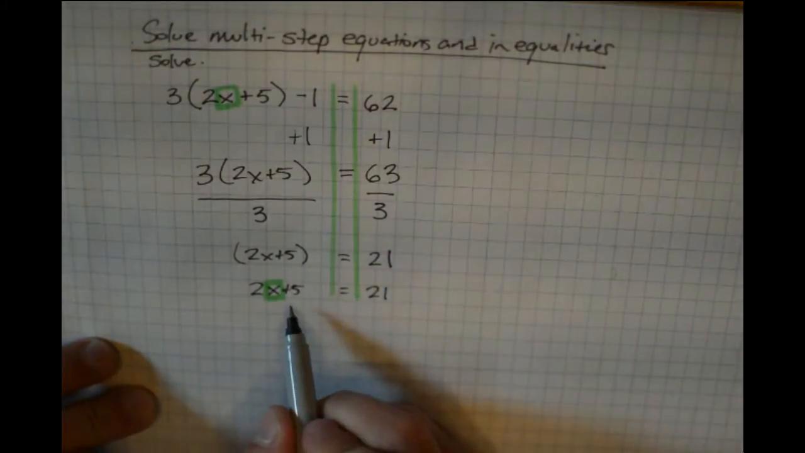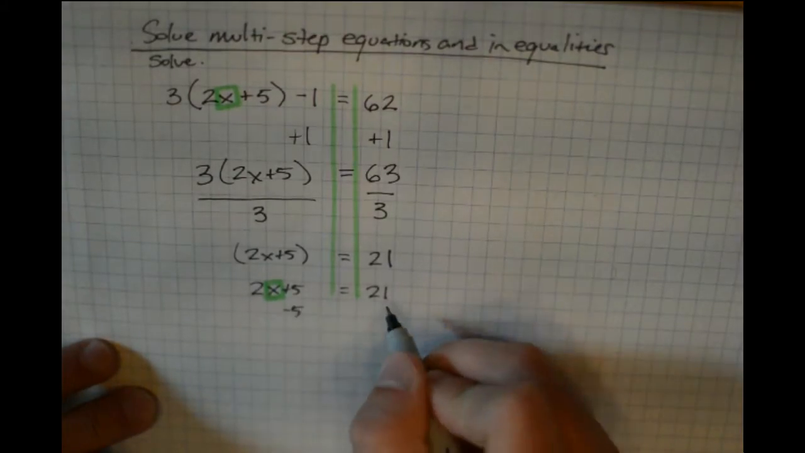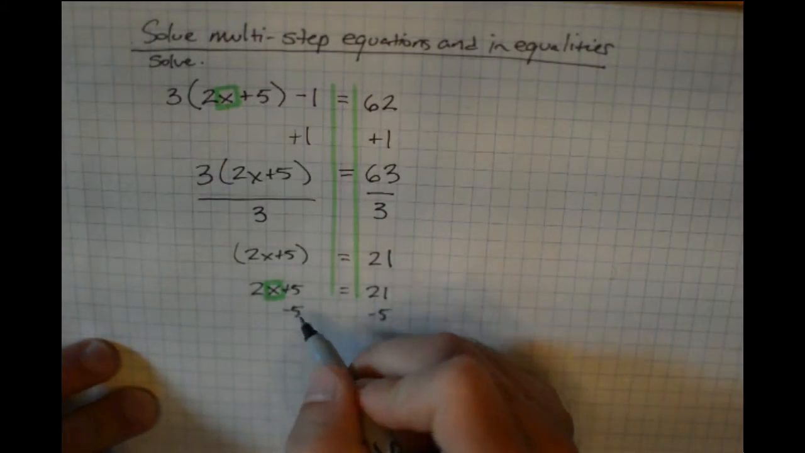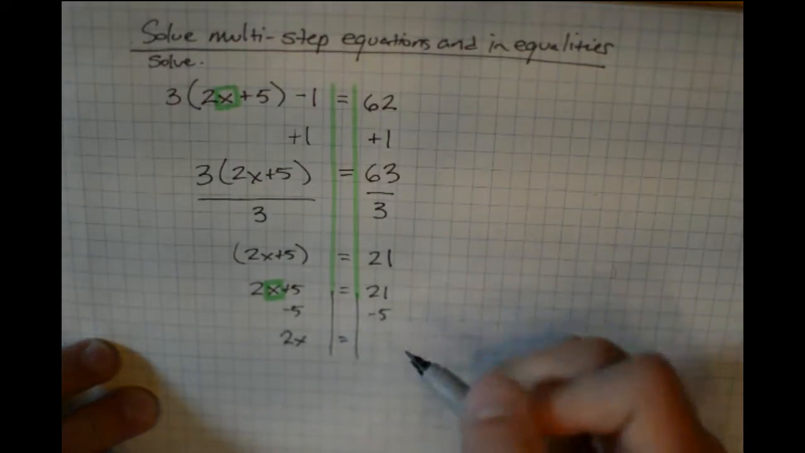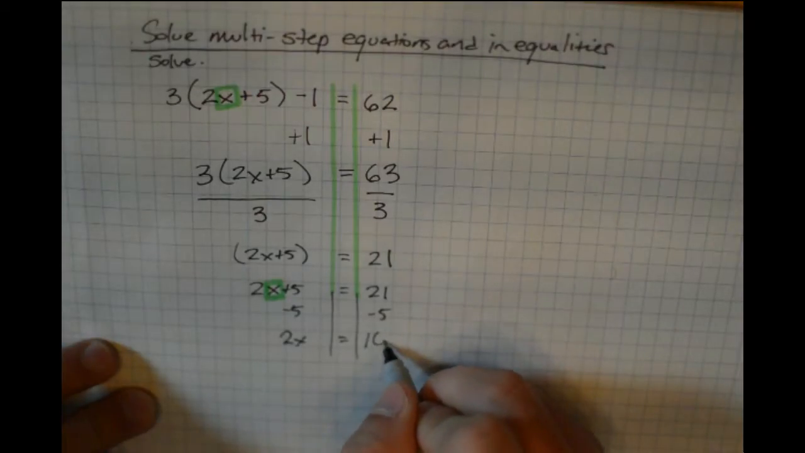So let's get rid of the plus 5. I want to do that first. So the inverse of adding 5 is subtracting 5. On the left side, 5 minus 5 is 0, so I have 2x equals, go ahead and bring that down a little bit. 21 minus 5 is going to be, what's that, 16?